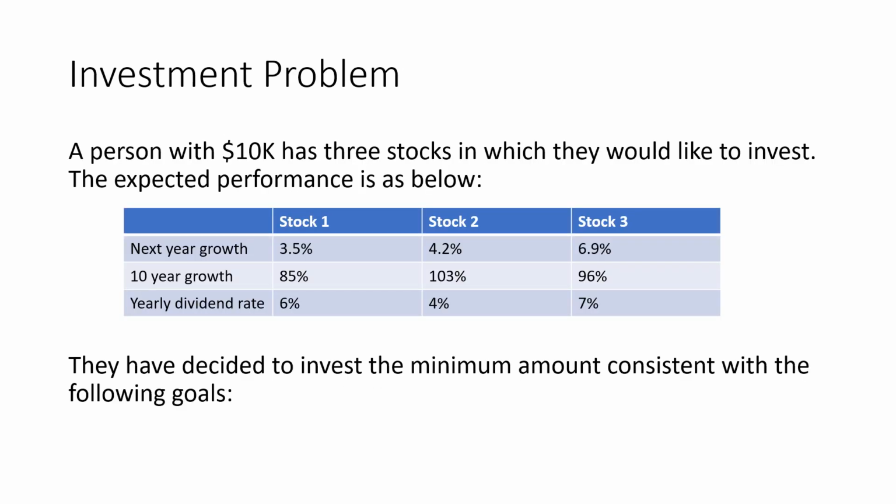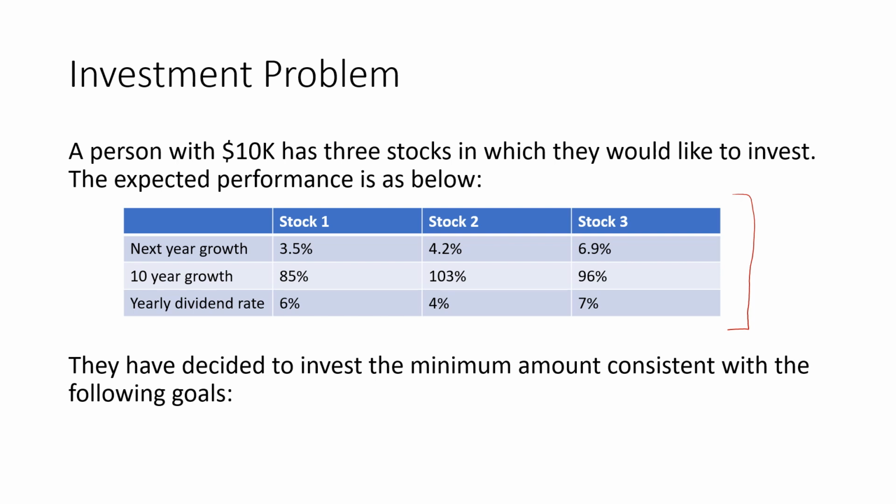Finally, here's an investment problem, another standard type of problem that you'll often see with linear programs. We have $10,000 and 3 stocks. You can put that $10,000 in certain places. And the financial analysts have figured out what the expected performance is of each of those stocks.